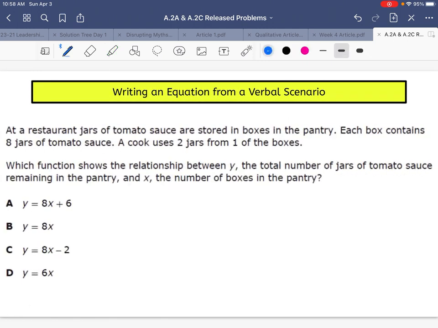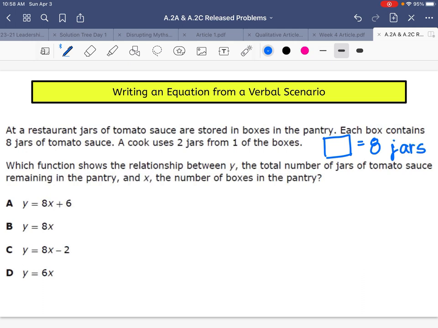All right, guys, our last example. At a restaurant, jars of tomato sauce are stored in boxes in the pantry. Each box contains 8 jars of tomato sauce. I'm just going to draw a picture right there. So each box has 8 jars.